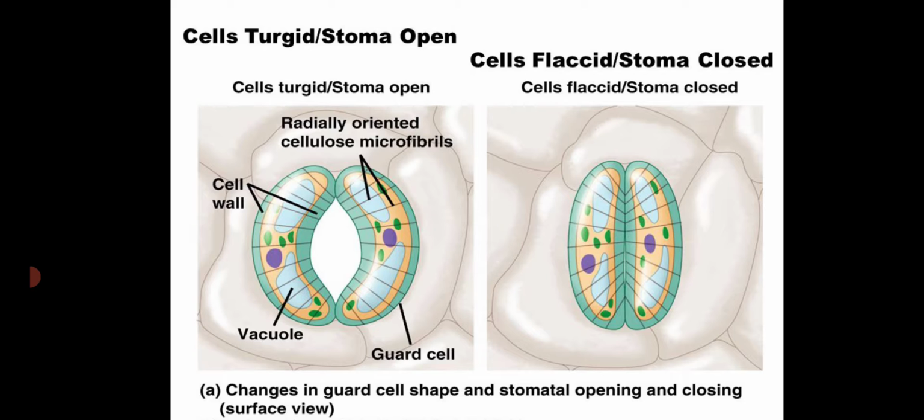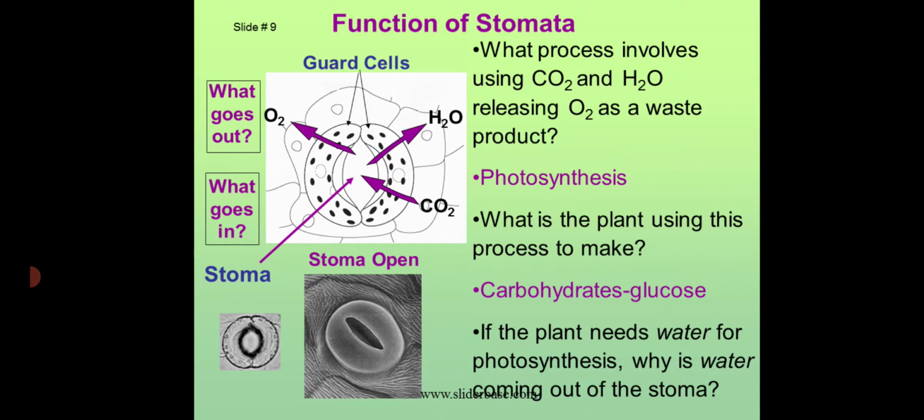What happens when they become turgid? The radially oriented cellulose microfibrils, they will be dragging the guard cells away from the pore. Due to that, the pore will be opened. When it becomes flaccid, the water completely when it is removed, again these radially oriented cellulose microfibrils come together. Then the stoma will be closed. So function of stomata. What goes out, what goes in? Oxygen goes out, water goes out, but carbon dioxide comes in. Through stoma, carbon dioxide will be taken by the plants inside. Oxygen and water will be given out.